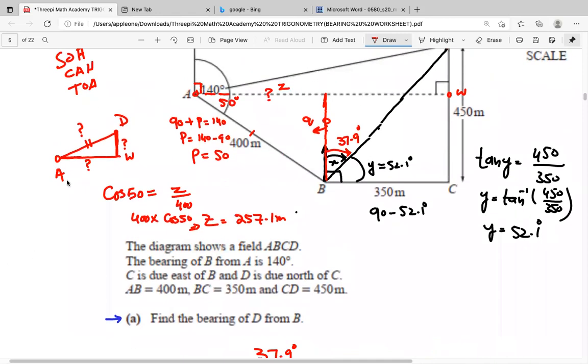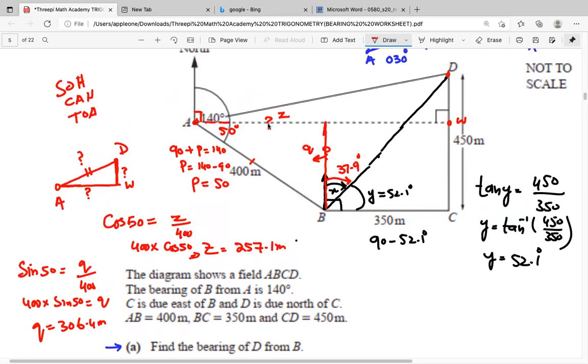How to find Q? See, I will take angle, opposite, and hypotenuse. So sine 50 is equal to Q over 400. So 400 into sine 50 is equal to Q. So 400 into sine 50, Q length is 306.4 meters.